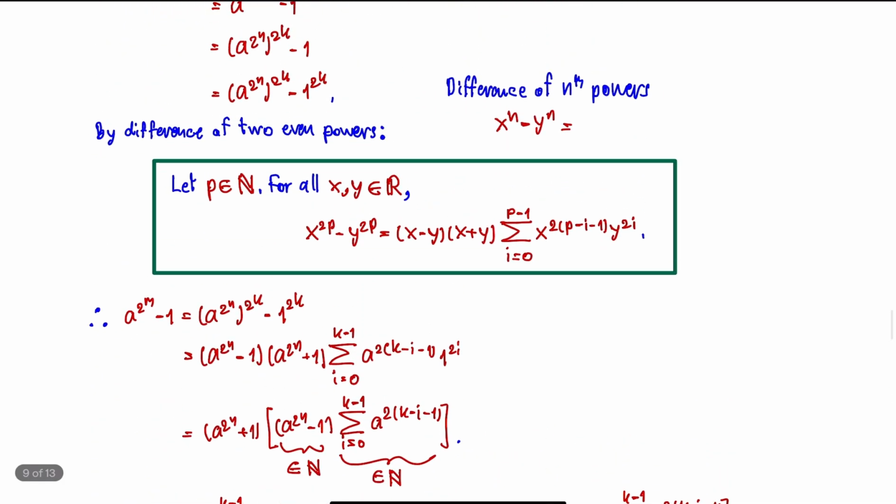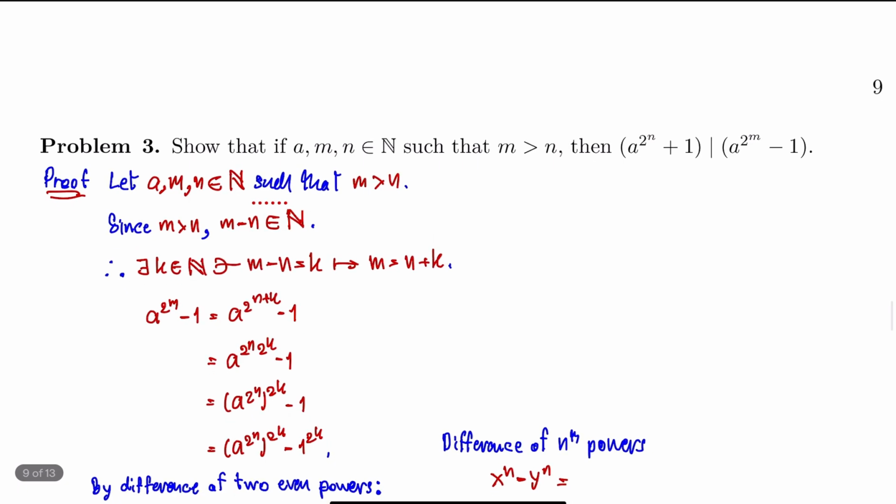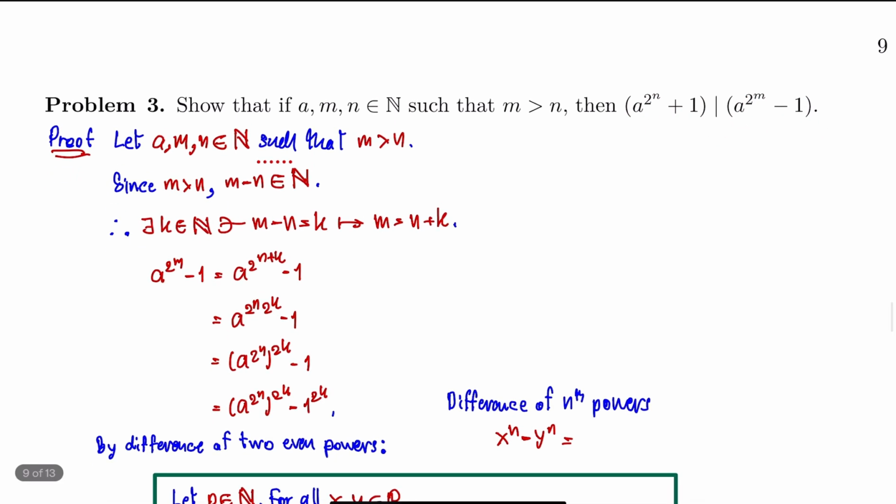So we have shown that if a, m, and n are positive integers such that m is greater than n, then a to the 2 to the n plus 1 divides a to the 2 to the m minus 1. So that's it for this video.